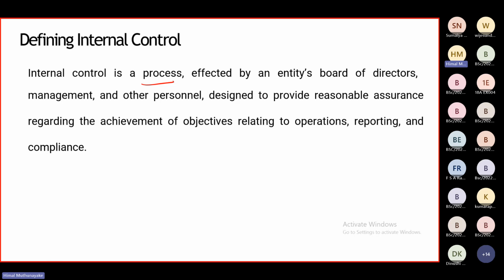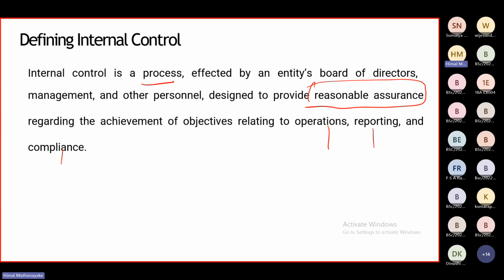It's a process affected by the entity's board of directors, managers, and other personnel, designed to provide reasonable assurance. Through internal controls, we are providing reasonable assurance regarding the achievement of objectives relating to operations, reporting, and compliance. So there are a few important points here. One is internal control is a process. Through this process, it provides reasonable assurance.